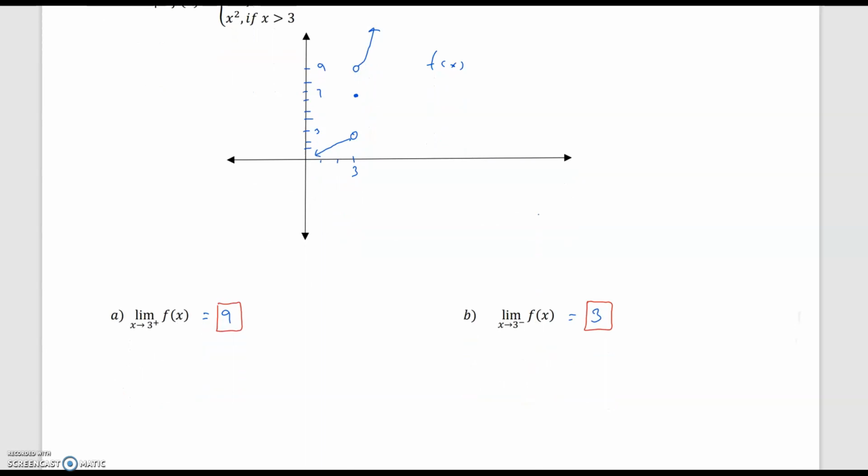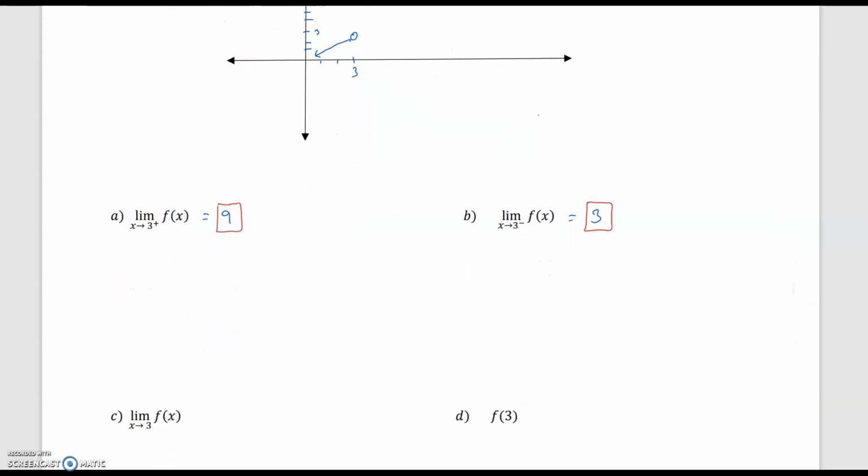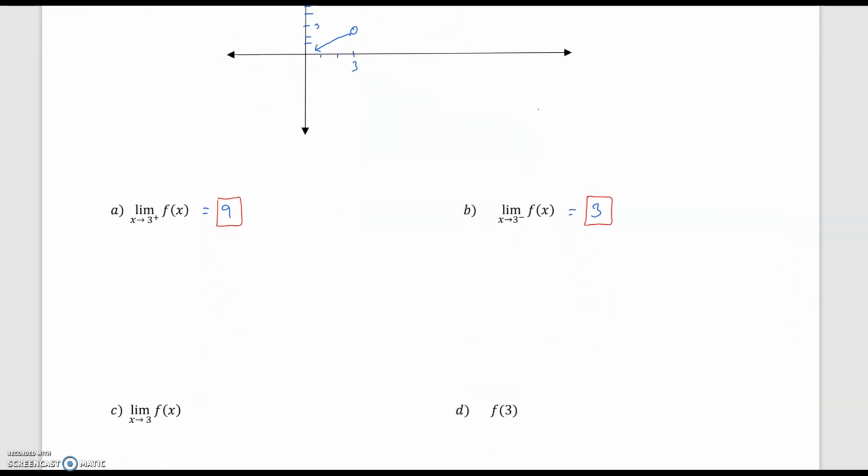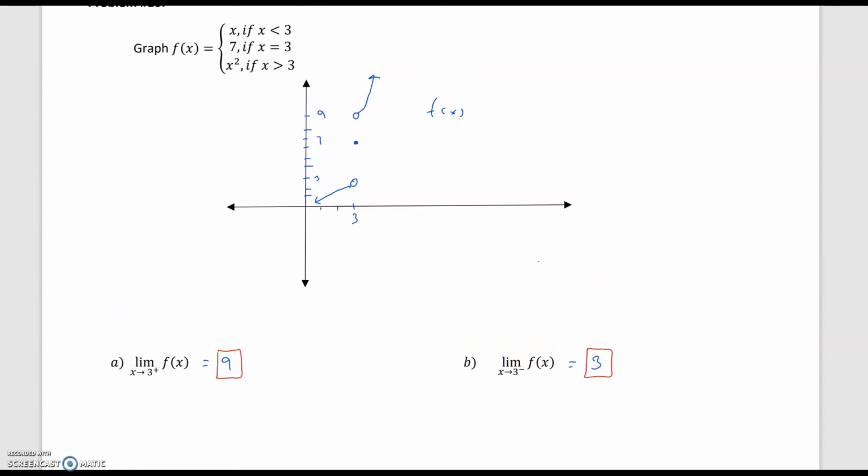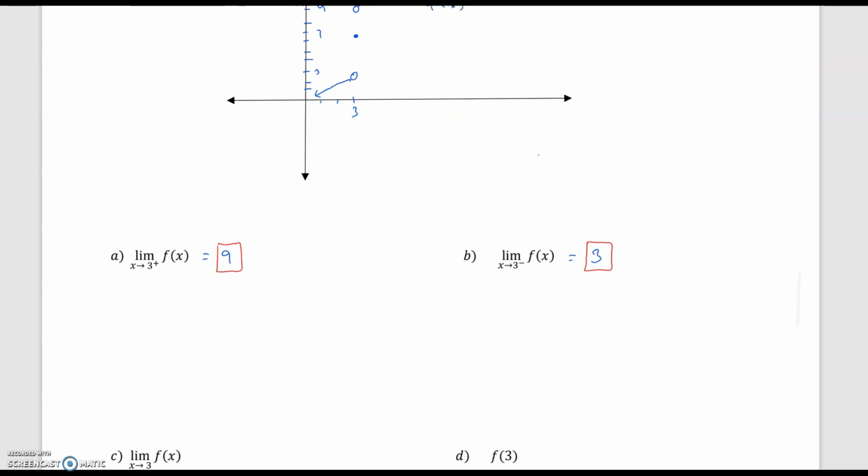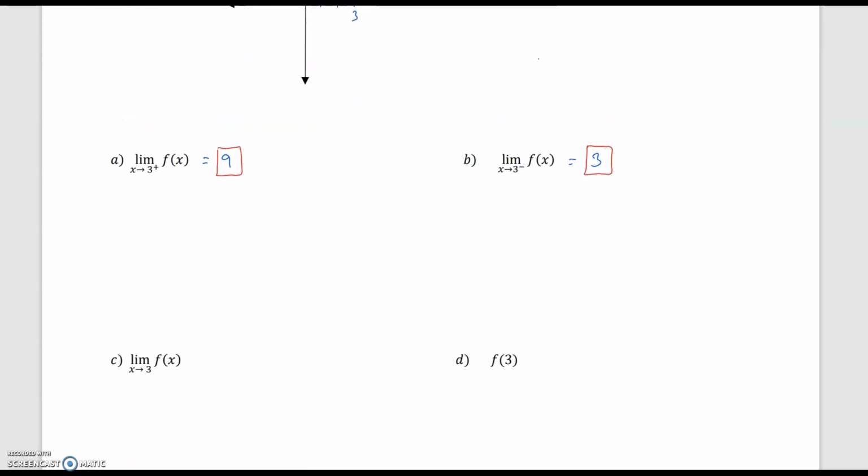For the next portion, it's going to be as x approaches 3. Now, notice that our function is approaching two different values. On the positive is approaching 9. On the negative is approaching 3. So we would say on this one that it does not exist.